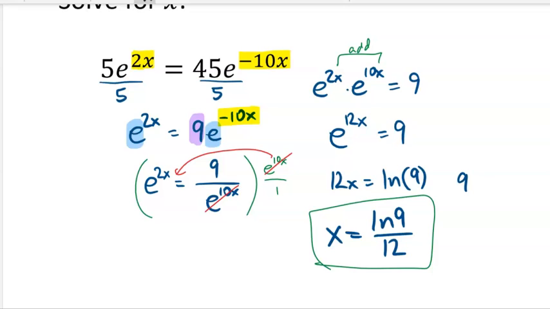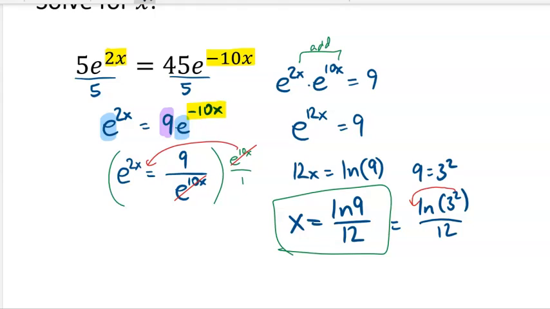9 can be rewritten as 3 squared, which means that this equals natural log of 3 squared over 12. And that exponent, using the power rule, I can bring that exponent to the front and then divide this 2 with the 12. So a slightly better final answer would be x equals natural log of 3 over 6.